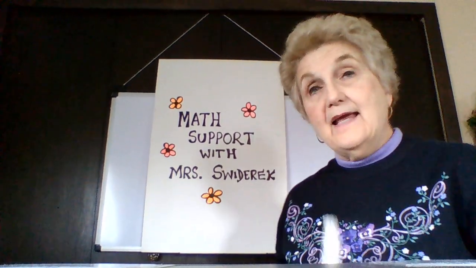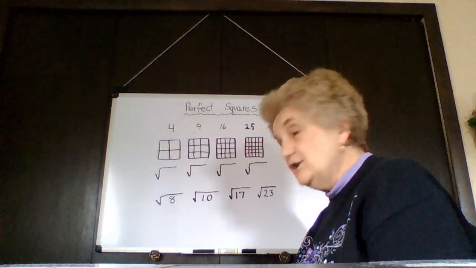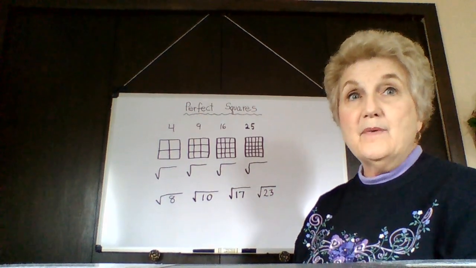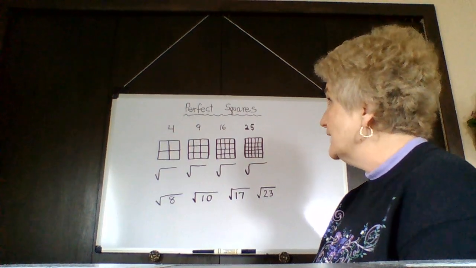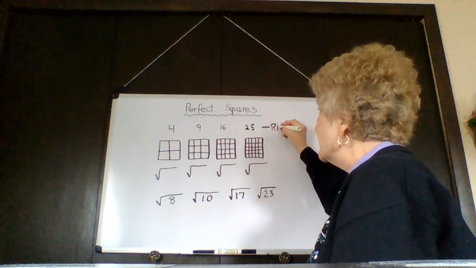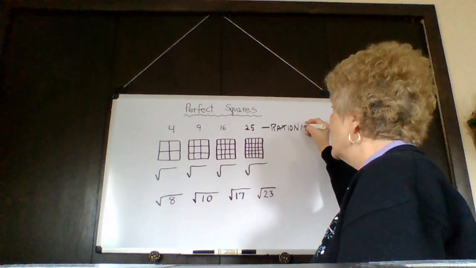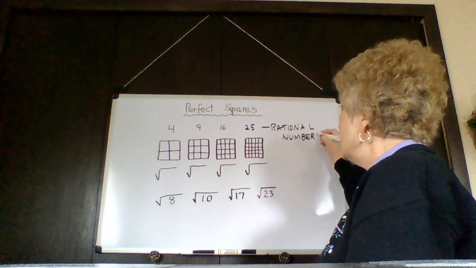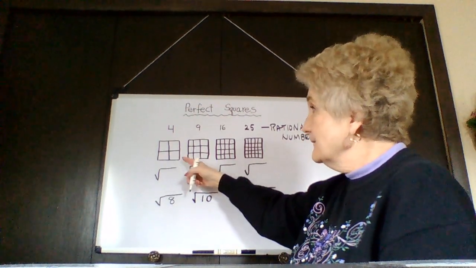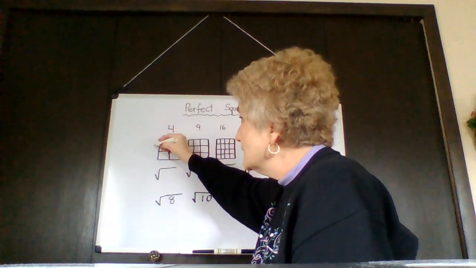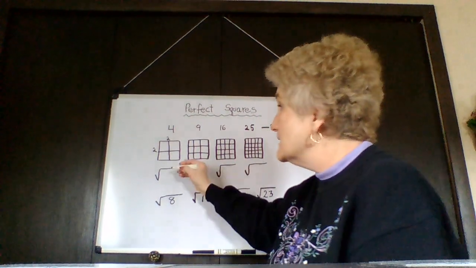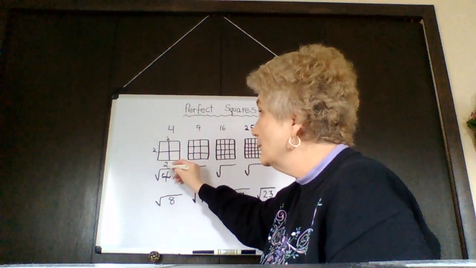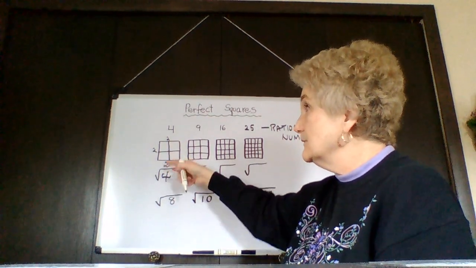If I recall correctly, last time we met in class, we were just finishing up talking about square roots and perfect squares. So I made this for you just to refresh your memory a bit. Remember, perfect squares are what we call rational numbers. Because if you have a square that has 4 parts in it, 2 times 2 comes out to be perfectly 4, doesn't it? So therefore the square root of 4 would be 2, because it takes 2 times 2 to make 4.